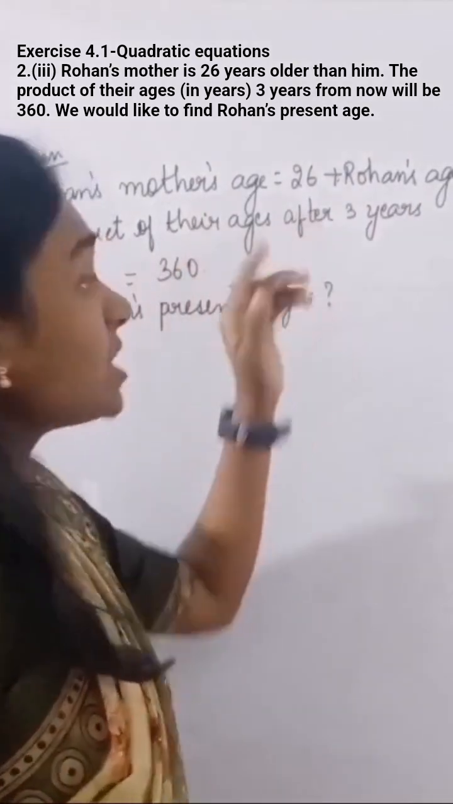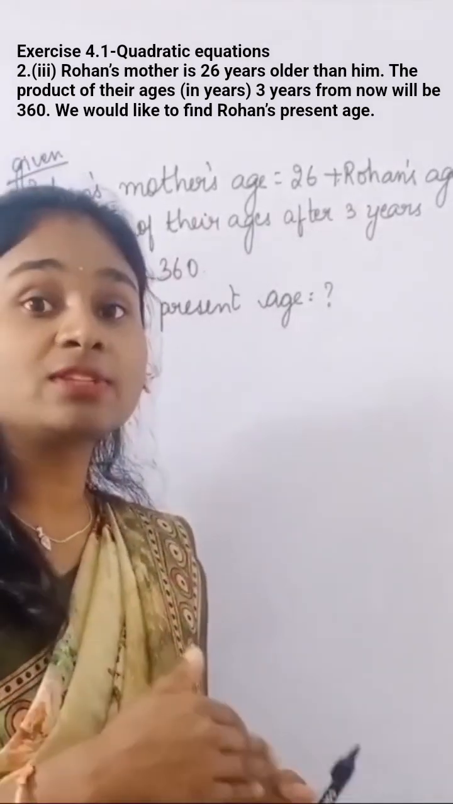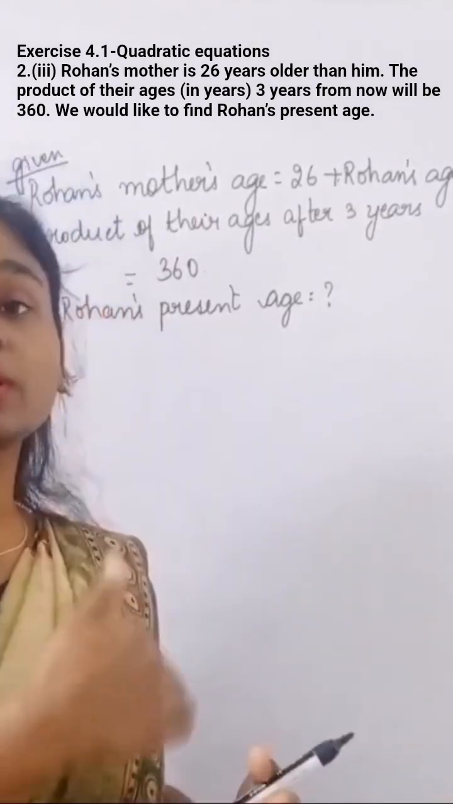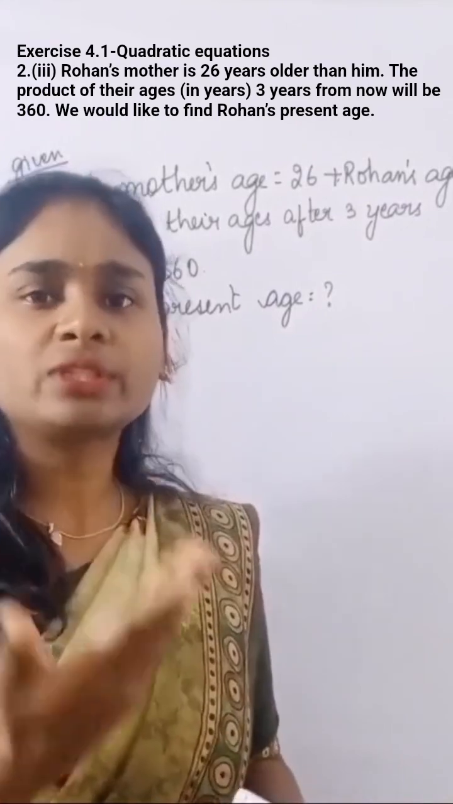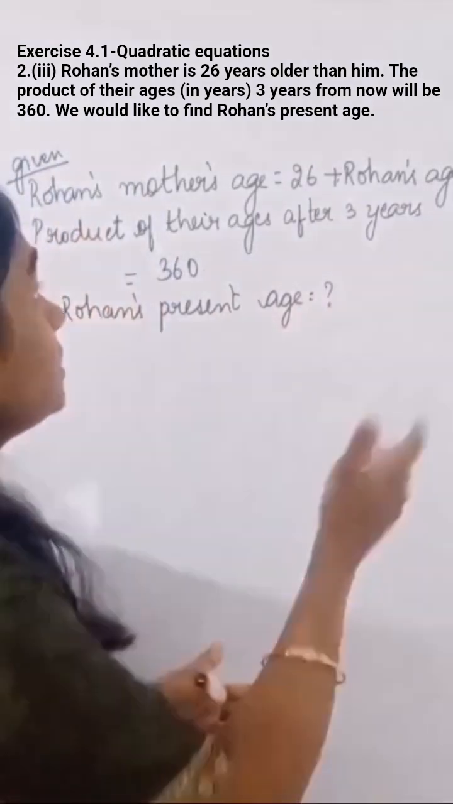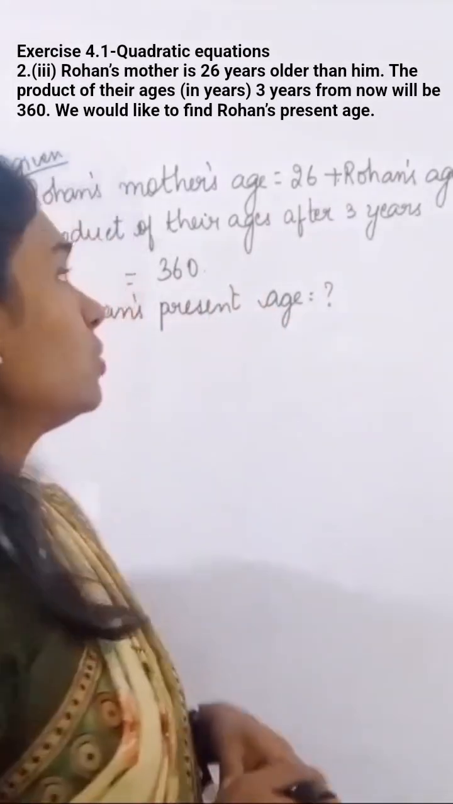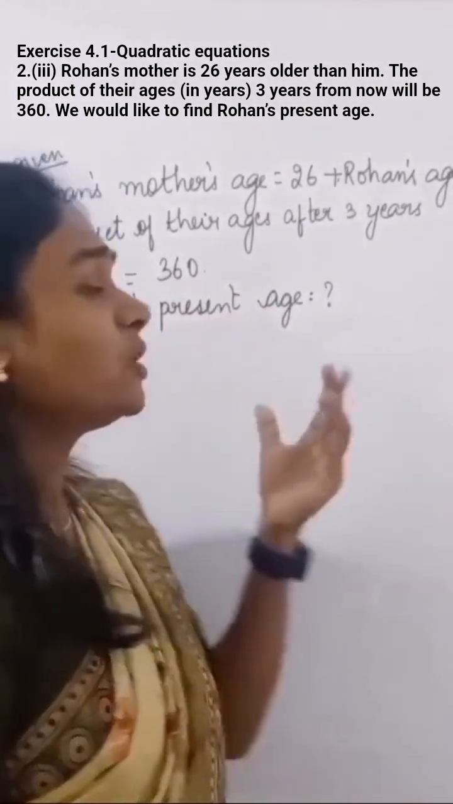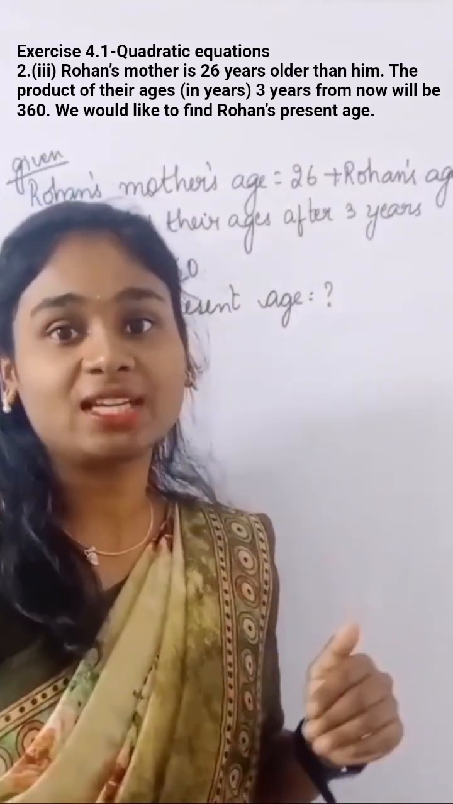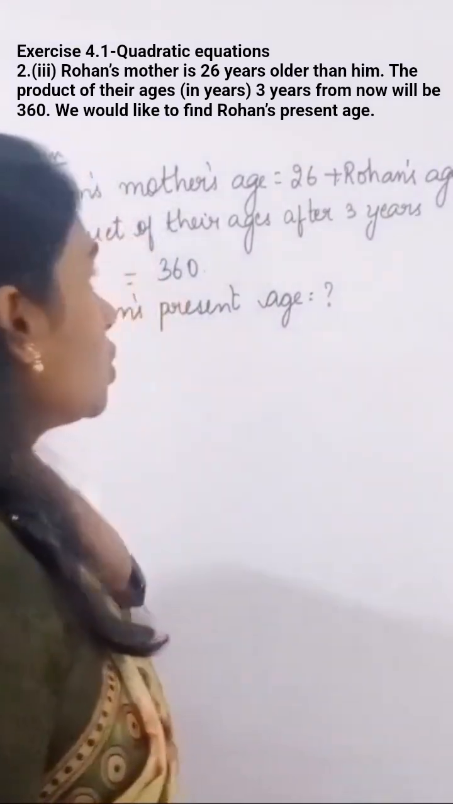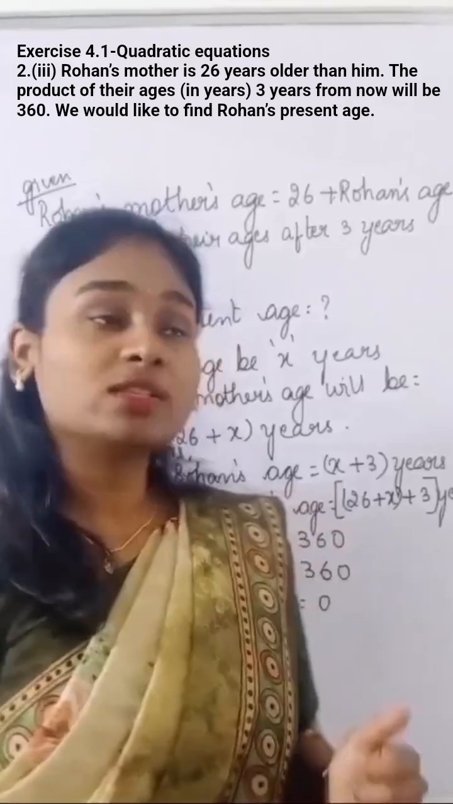The product of their ages, it is given, 3 years from now, which means after 3 years, isn't it? So after 3 years, the product of their ages is equal to 360. Then the question is asking us to find Rohan's present age, right? So to solve this, what do we do? Let us consider Rohan's age to be x.